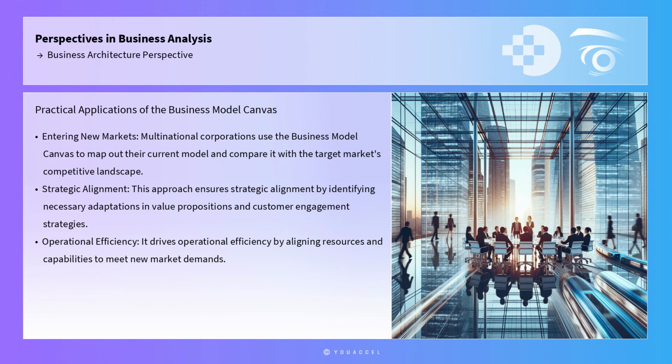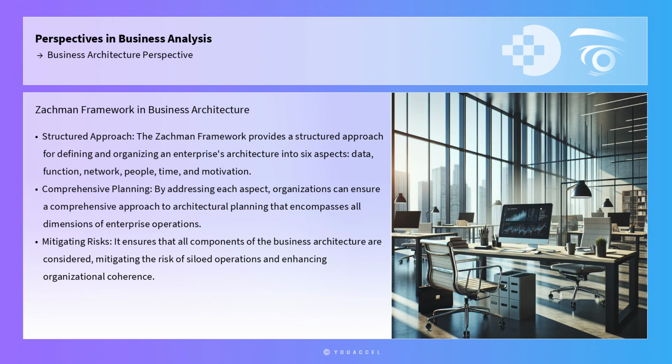Another pivotal framework in business architecture is the Zachman Framework, which provides a structured approach for defining and organizing an enterprise's architecture. It divides architecture into 6 aspects: data, function, network, people, time, and motivation. By addressing each aspect, organizations can ensure a comprehensive approach to architectural planning that encompasses all dimensions of enterprise operations.